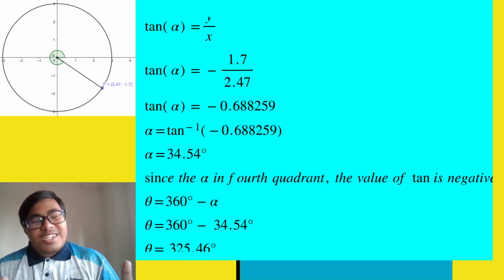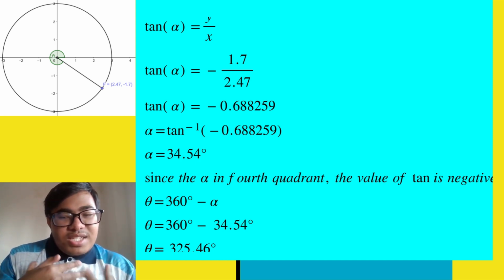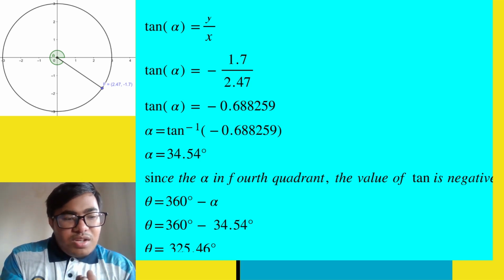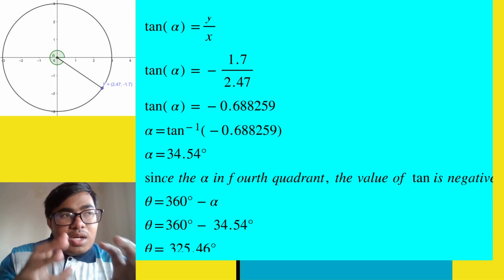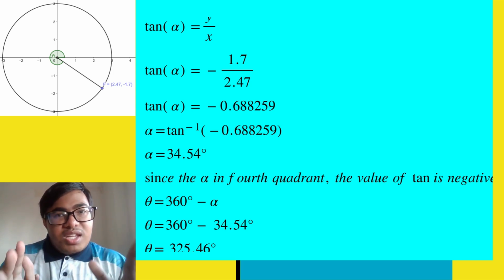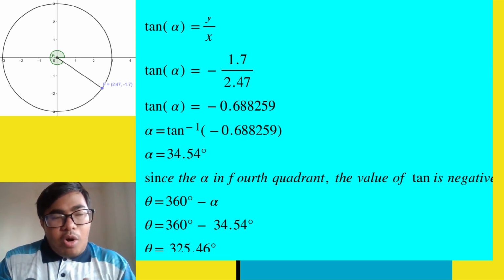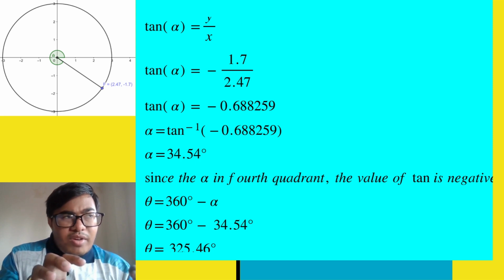Use calculator. Alright, then why is it negative? Why is the value of tan negative? Because it's in the fourth quadrant, and one of the characteristics of the fourth quadrant is that only cos will be positive, the others will be negative. Okay, so we know the value of tan alpha.